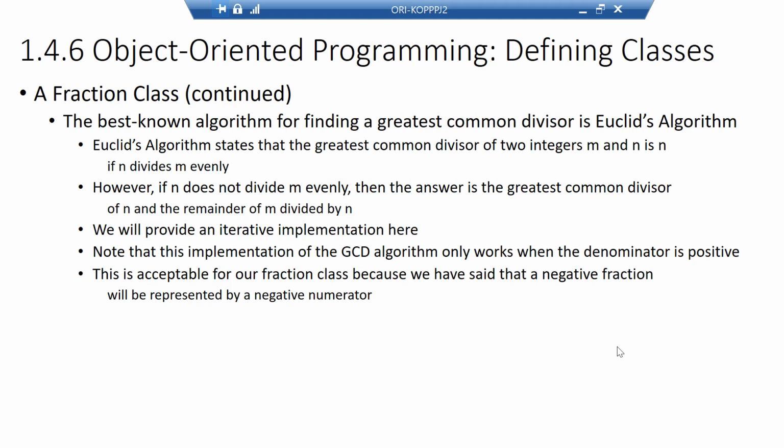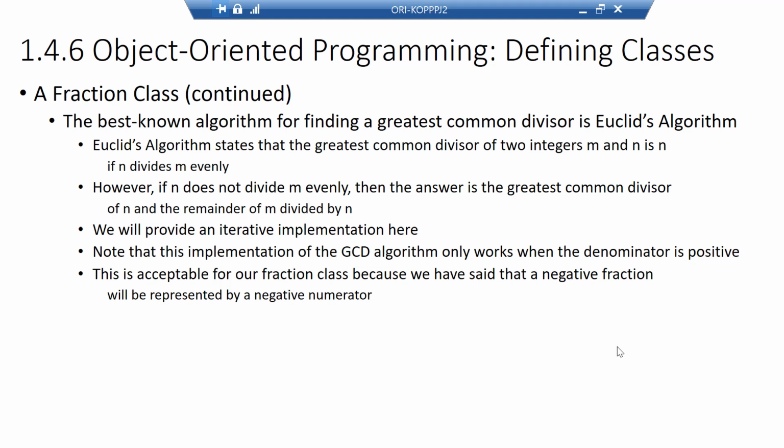The best known algorithm for finding a greatest common divisor is Euclid's algorithm. Euclid's algorithm states that the greatest common divisor of two integers m and n is n if n divides m evenly. However, if n does not divide m evenly, then the answer is the greatest common divisor of n and the remainder of m divided by n. We will provide an iterative implementation here. Note that this implementation of the GCD algorithm only works when the denominator is positive.